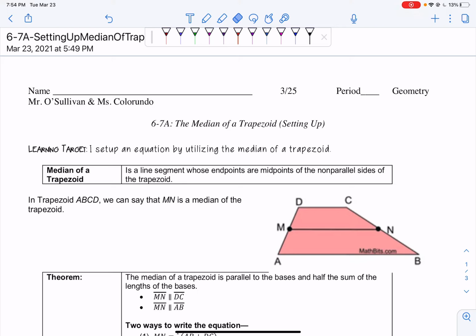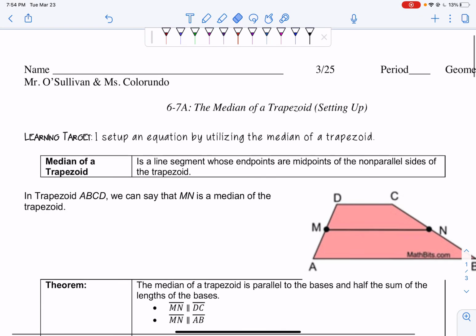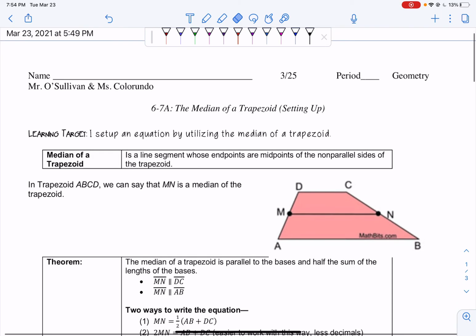We are going to be doing lesson 6-7A, the median of a trapezoid setup. You guys have a field trip today with Miss Robinson. That's why we're not doing the whole lesson today. We're just doing the setup. We're going to be doing the application tomorrow. So the setup, learning target: I can set up an equation by utilizing the median of a trapezoid.